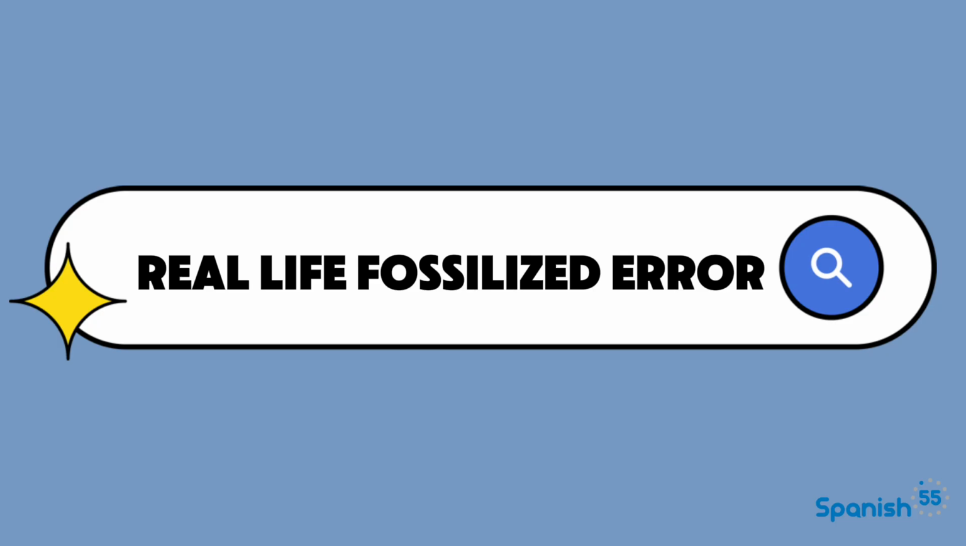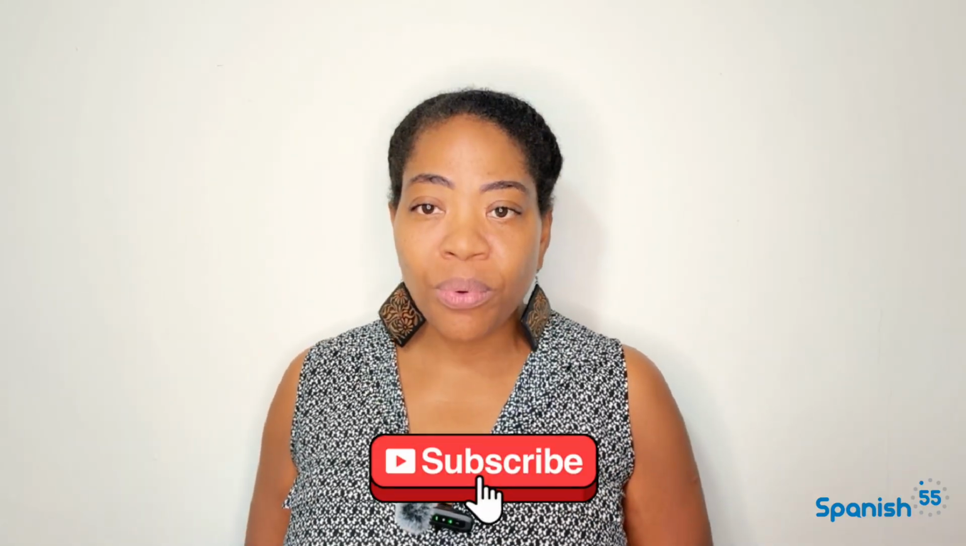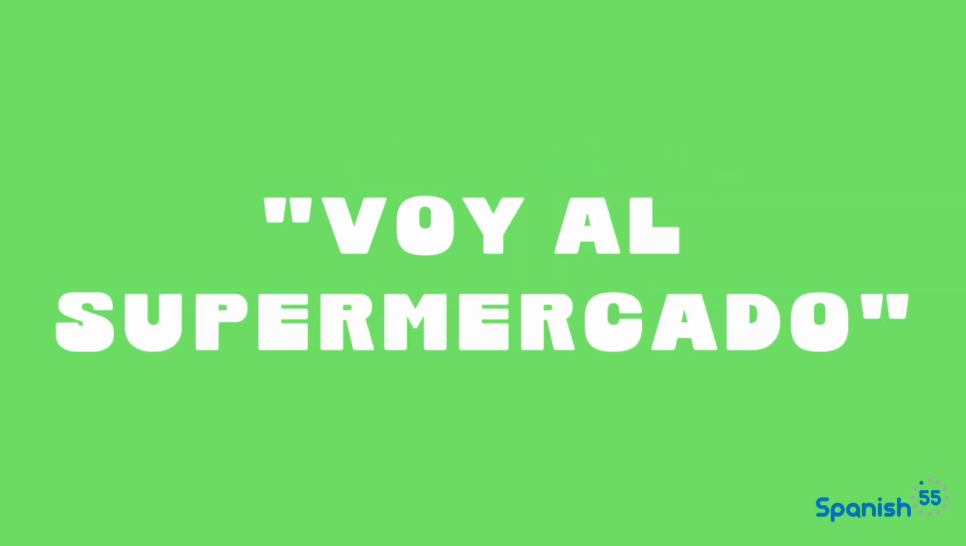Let's talk about real life fossilized errors you might be making right now. Maybe you've been mixing up ser and estar, which, let's be honest, is a pretty classical one. Oh yes, you know who you are. I used to say, voy a la supermercado instead of voy al supermercado. I'm going to the supermarket. Why? Because I was mixing up a la and al. It's a little mistake, but it can start to feel set in stone if you don't notice it and actually make the change.